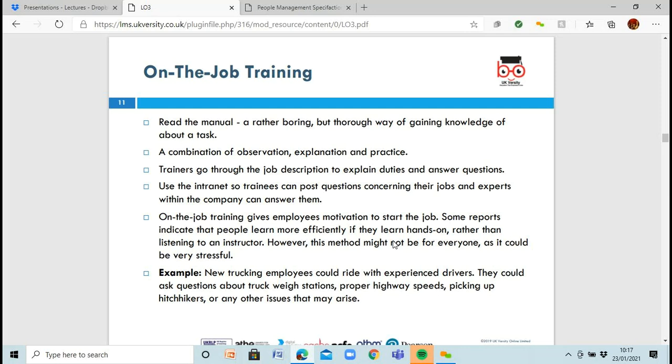Now, an example of on-the-job training is this. So, for example, new trucking employees can actually ride with experienced drivers. So they're able to ask questions about truck weigh stations, about proper highway speeds, and about picking up hitchhikers, and any other issues that might arise. And they're getting straightforward, basic answers saying that this is what you're allowed to do, this is what you can and cannot do. And the fact is that they're sitting there and they're seeing how the experienced driver will actually work through his or her job. And then they can actually see, right, these are things that we can pick up as well.